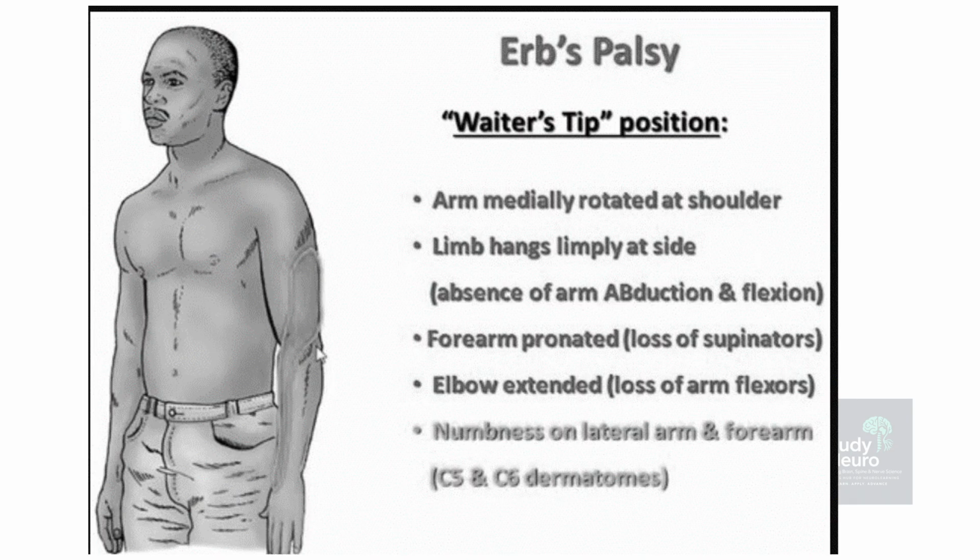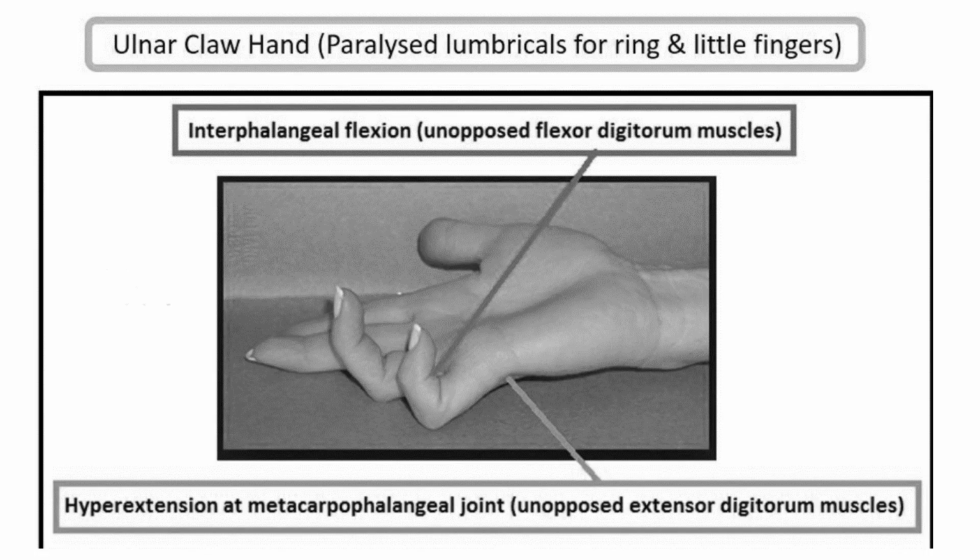Lower plexus injuries, involving C8 and T1, mainly affect the hand. Patients may have weak finger flexion and impaired intrinsic hand muscles, leading to a claw hand and difficulty with fine motor tasks. By carefully mapping these deficits, clinicians can pinpoint the injured nerves and guide appropriate management.